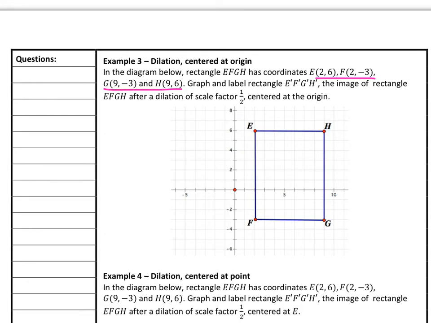It says graph and label rectangle E prime, F prime, G prime, H prime, the image of rectangle EFGH after dilation, this time with a scale factor of 1/2, and this time it's also going to be centered at the origin. So again, I always start by putting a nice dot wherever my center of dilation is, so that way I know that's the point I'm going to refer back to each time. And since this scale factor is less than 1, that means this is going to be a shrink.